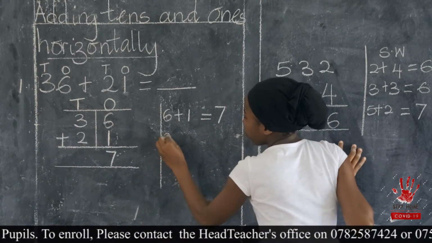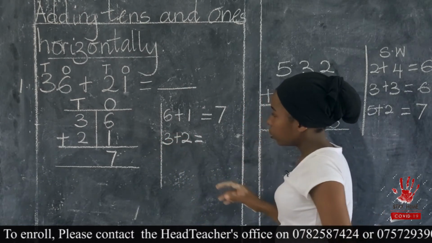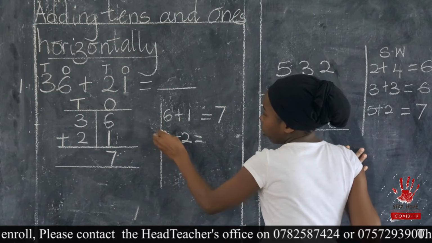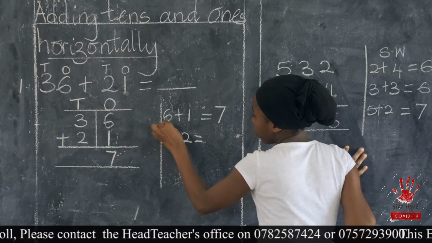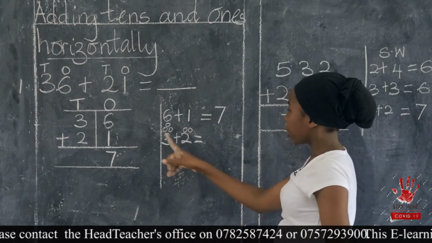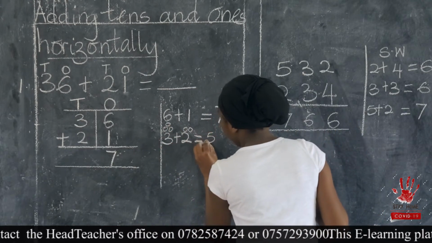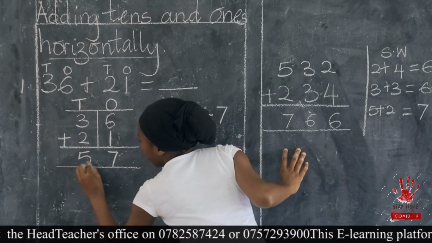So I'll come to 3 plus 2. What is 3 plus 2? If I drop balls, I'll say 1, 2, 3. And these are 1, 2. So I'll say 1, 2, 3, 4, 5. I'll get 5 and transfer my 5 here.